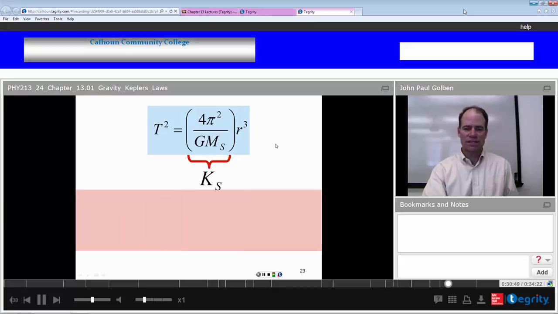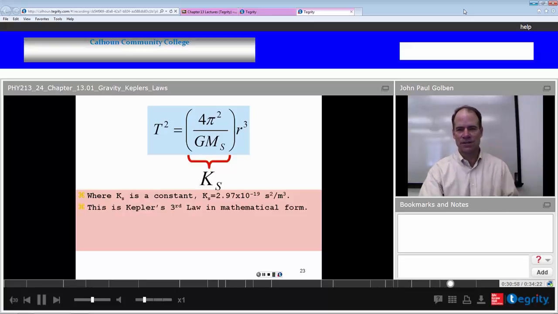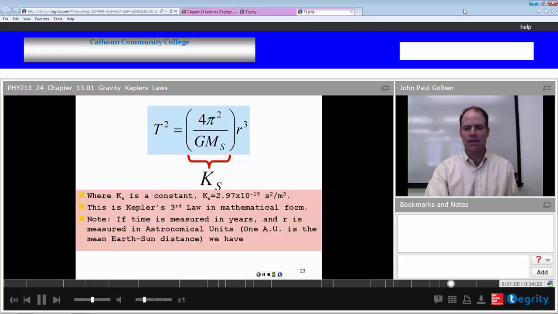What's in the parentheses is sometimes called the Kepler constant for the sun, 2.97 times 10 to the minus 19 seconds squared per meter cubed. You don't need to memorize that. But this is Kepler's third law in mathematical form.